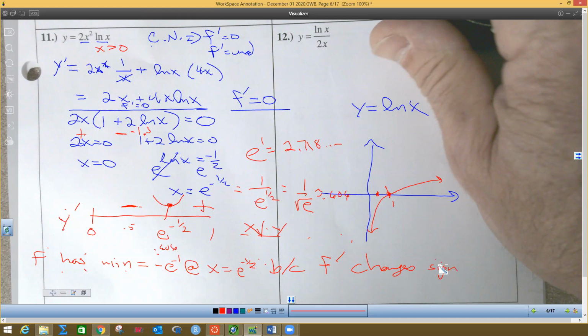Now, he did not ask you to do this, but I want you to practice it. Changes sign from negative, because it was negative here, to positive, because it went to positive on this side, at x equals e to the negative half. This is how you have to answer these questions on the AP test. So that's how I would like you to do that. Okay? And the question I got asked is, even though it did not ask for points, do we still have to find the points? You need to find the x and y value, but I really want you to write like I just did. So please write it like that.